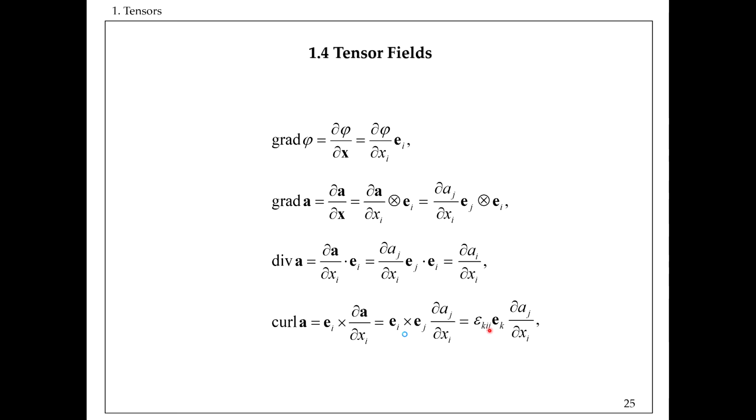So epsilon_kij, e_i, e_j, and e_k. The multiplication of these two vectors, the vector product, produces the new vector that will look in this manner. And we remember that there is a certain structure for this epsilon_kij when they are not 0, or 1, or -1, representing the vector product. And here the components of A_j, dx_i will not change.